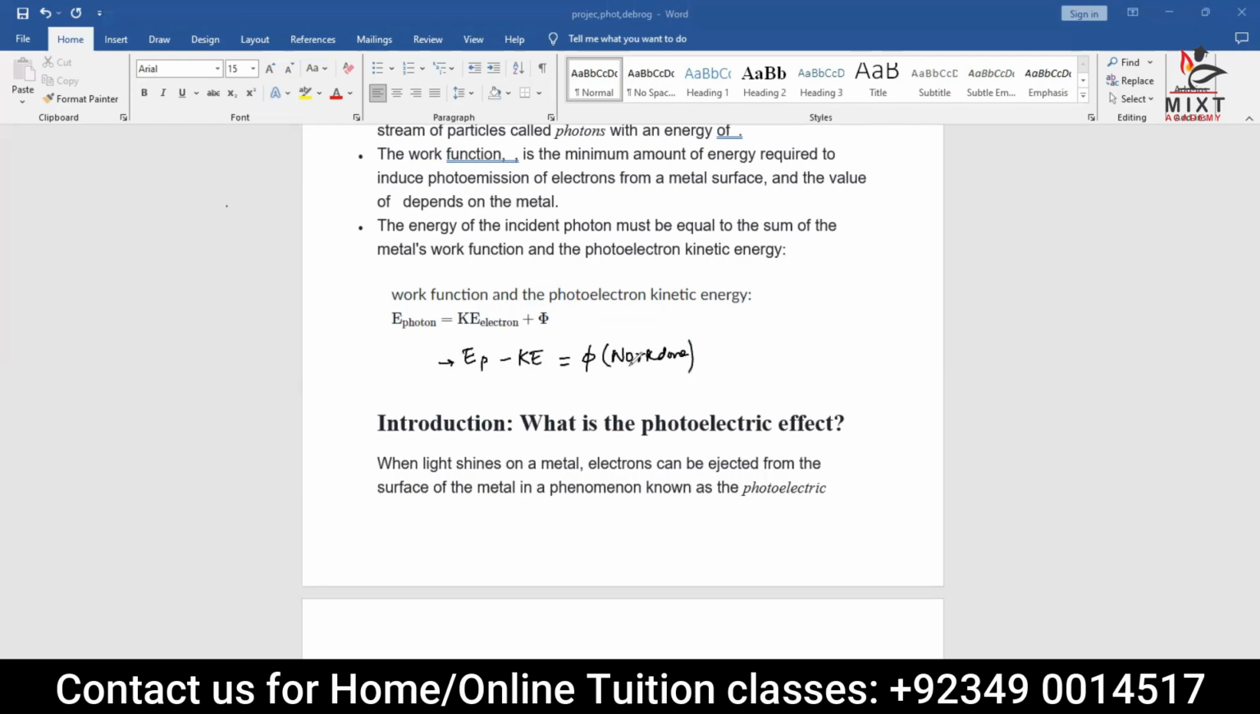Because work function is the minimum energy that is required to knock out the electrons from the metal surface. So when you subtract the kinetic energy from the photon energy, you get the work function. So you can write this equation as E1 minus E2 as well. Not a big deal. What's the problem?